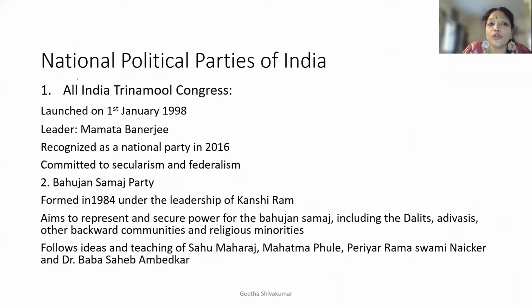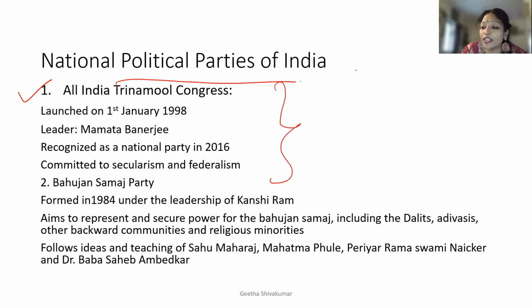Now we are going to do the national political parties of India. The first national political party, the question will come from these political parties for 3 marks. They can ask what is the symbol of All India Trinamool Congress, what are their characteristics, or write a short note. When they ask for the short note, these are all the details you need to write. So what is the symbol of All India Trinamool Congress? It is something like this.